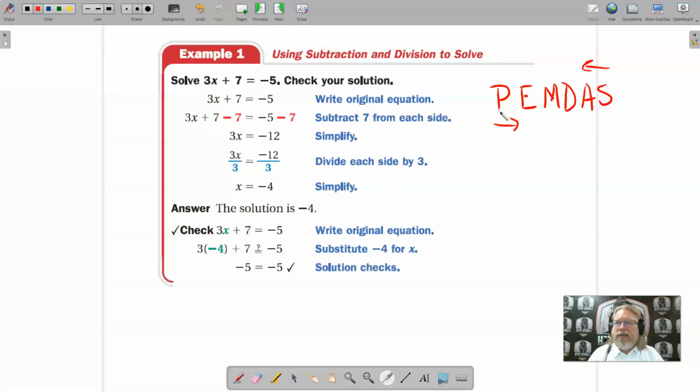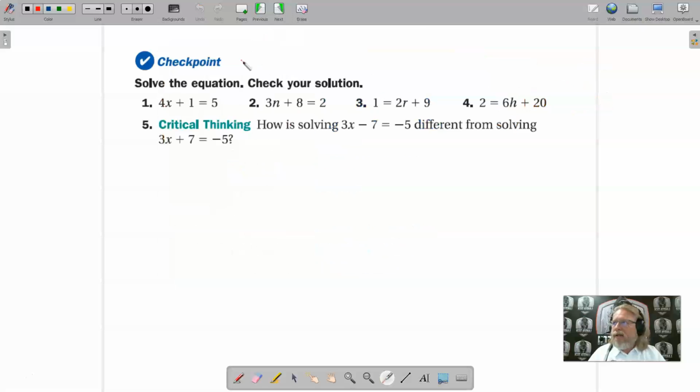So again, just like we do PEMDAS to put it together, to take it apart, we're going to go in the reverse order and do the addition and subtraction first, followed by the multiplication and the division. So let's check a couple of these out. Let's do the 4x plus 1 equals 5.